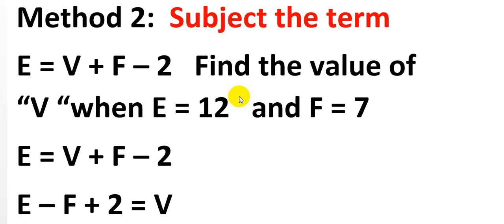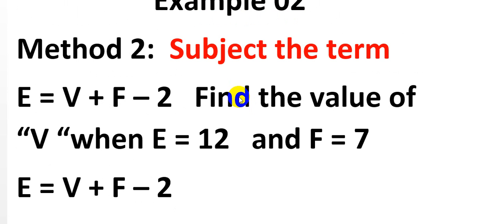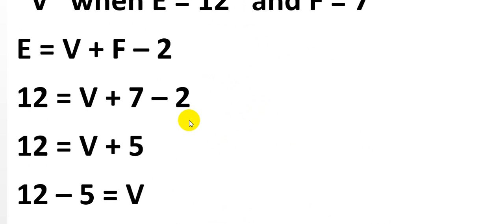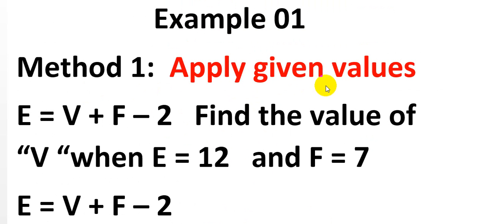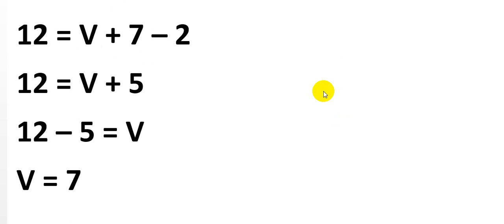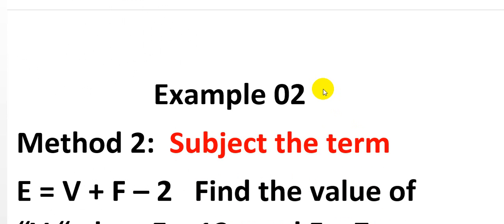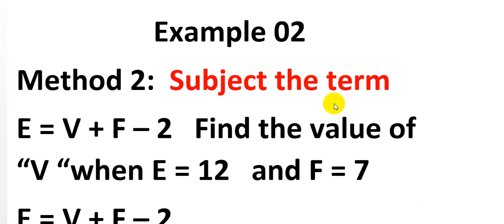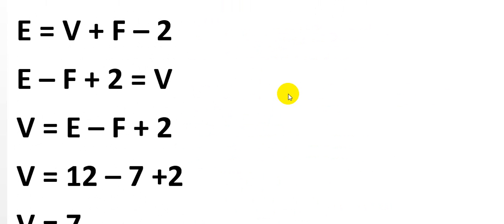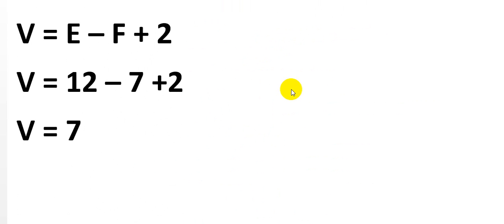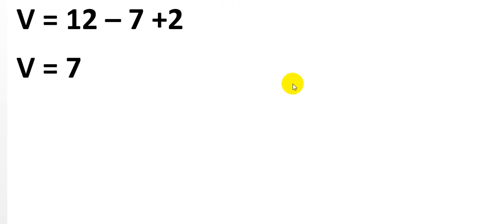So this method, as I mentioned, is known as subjecting the term. So there are two ways you can do substitution. One is you directly apply the given values, or else you can subject the given term first, then you can substitute the corresponding values for the unknown terms and find the answer.